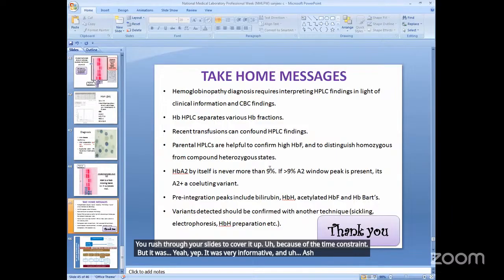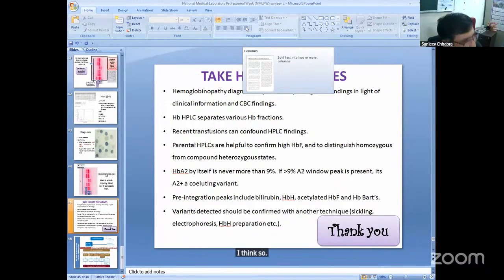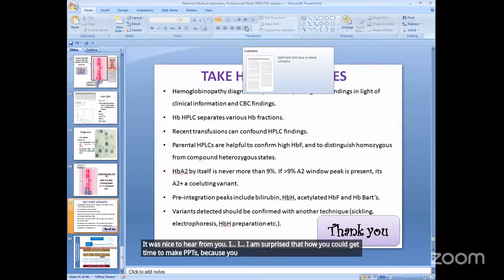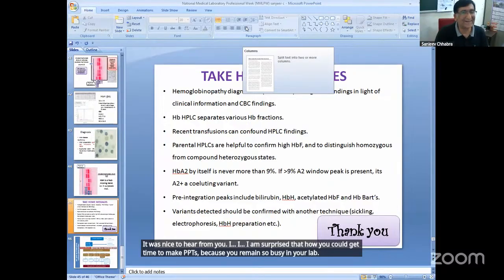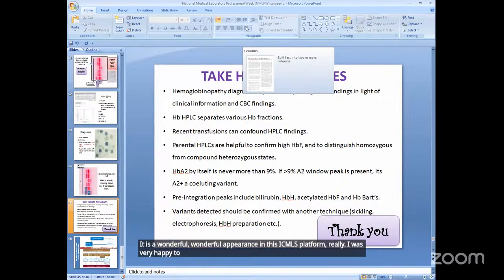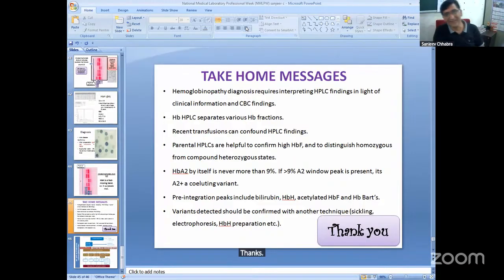Ashwinder or Dr. Pankaj Kaul, if you have any questions. Chavdaji, it was nice to hear from you. Thank you, sir. I am surprised that you could get time to make PPTs because you remain so busy in your lab. Yes, sir. It is a wonderful appearance on this ICMLS platform. Really, I was very happy to see you. Keep it up. Take out some time to teach us also. Thank you. Sure, I have started to, sir. Thanks for encouraging me also.